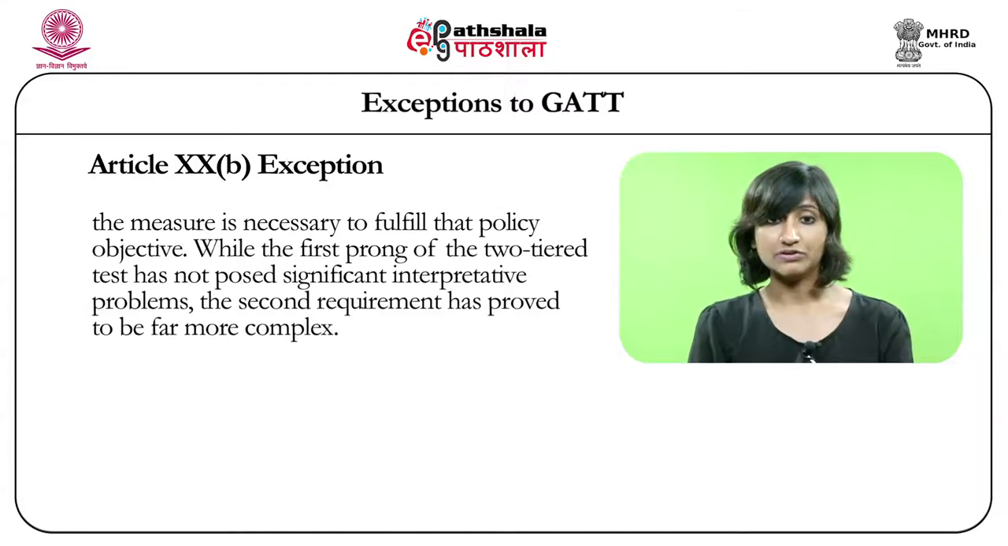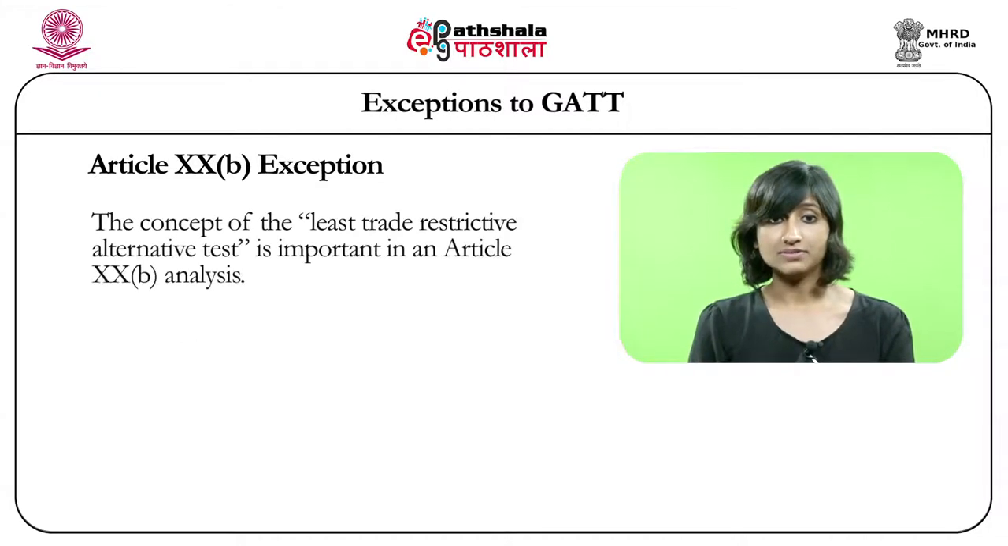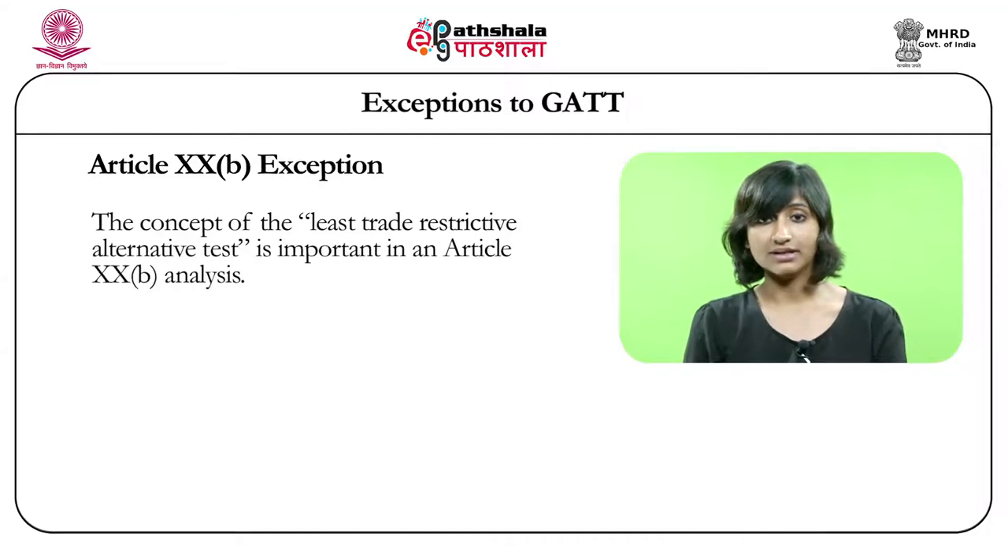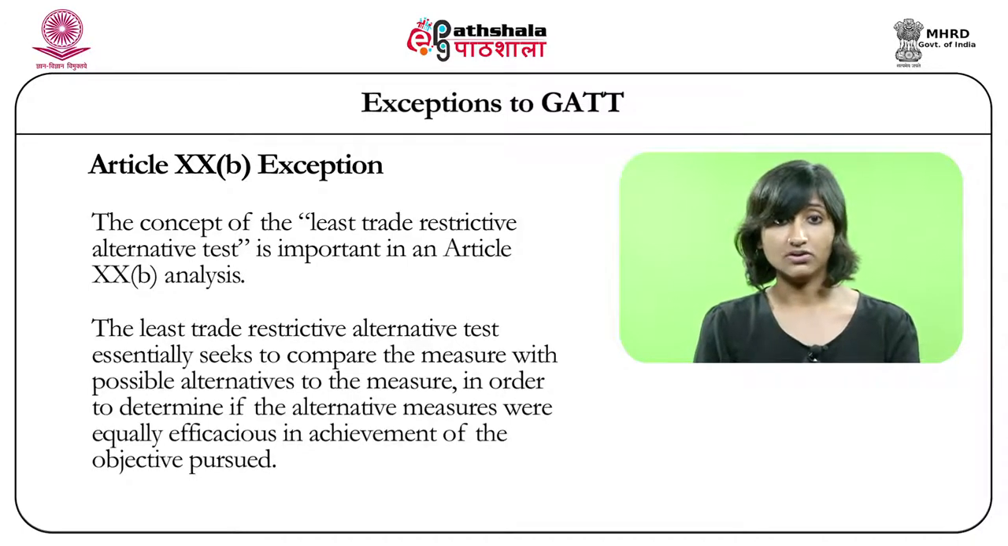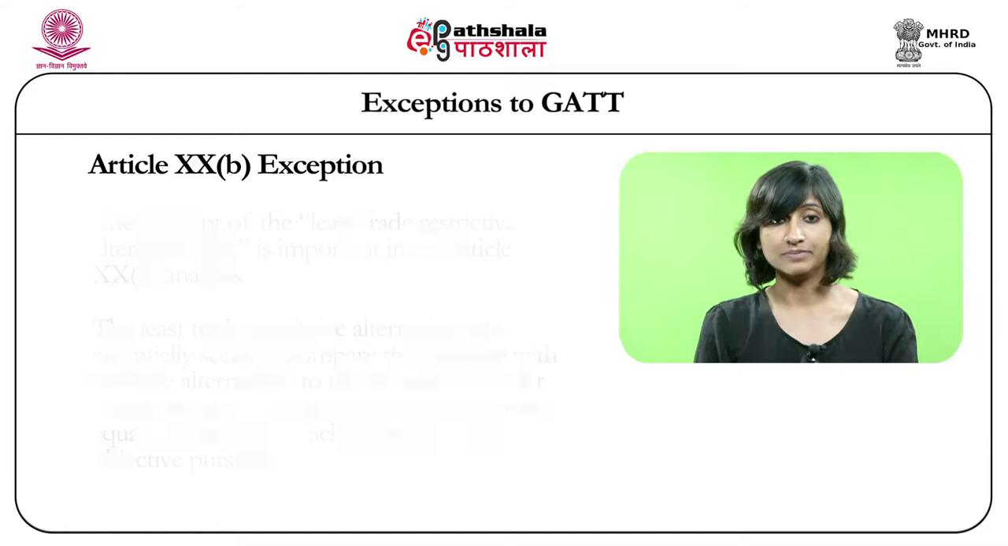While the first prong of the two-tier test has not posed significant interpretative problems, the second requirement has proved to be quite complex. The concept of the least trade restrictive alternative test is also important in an Article 20B analysis. The least trade restrictive alternative test essentially seeks to compare the measure with possible alternatives to the measure in order to determine if the alternative measures were equally efficacious in achievement of the objective pursued.